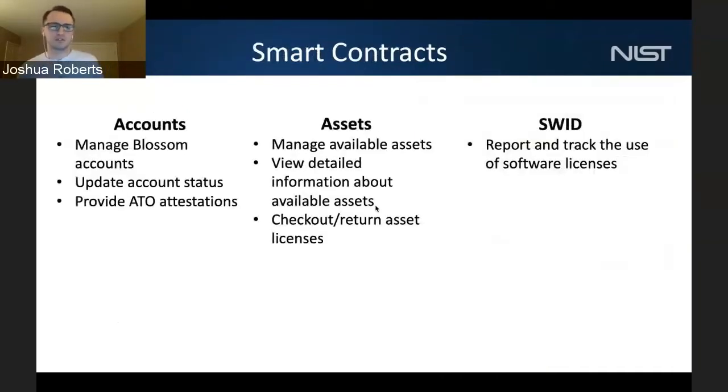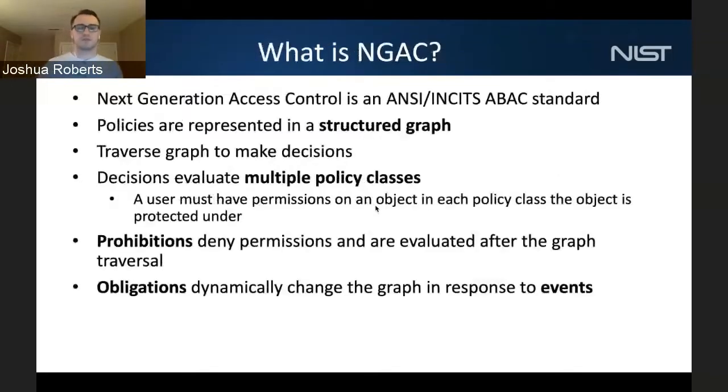We have three smart contracts. The first is accounts, so we can manage accounts on the BLOSSM system. We can update account statuses and provide ATO attestations. We have assets, which allow us to onboard and offboard assets, view assets, and then check out and return assets. And the last is the SWID smart contract, which lets us report and track the use of software licenses.